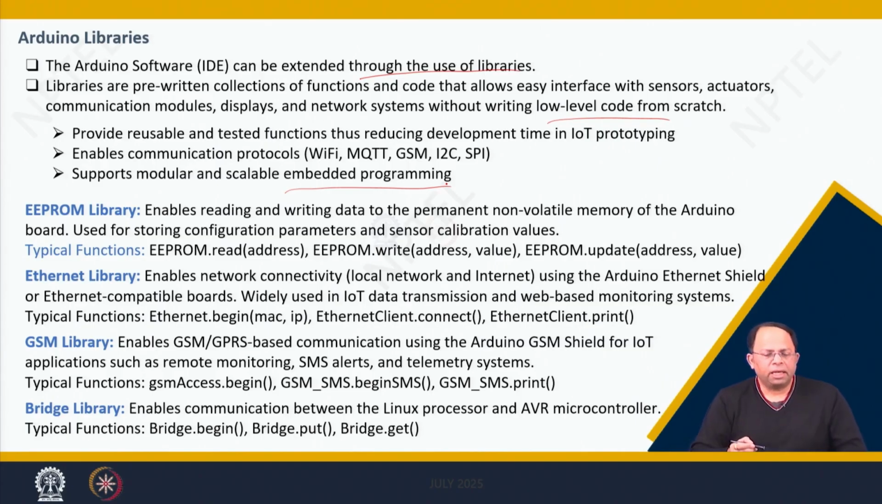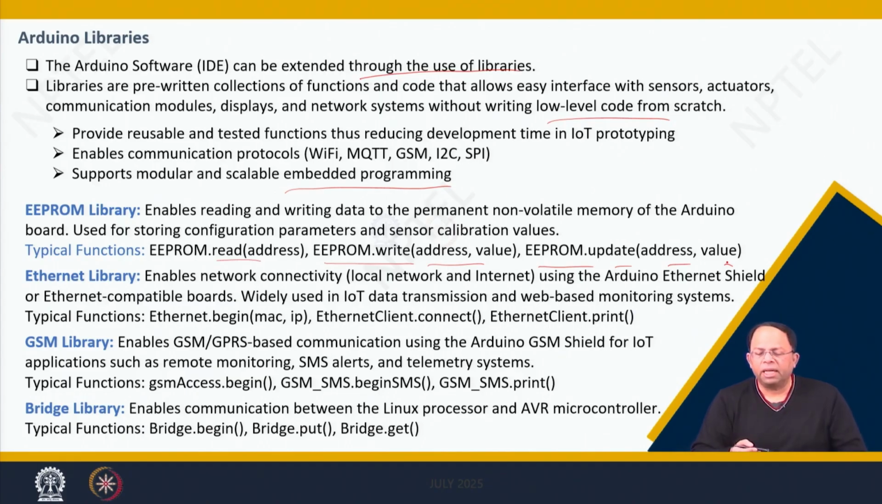So first we have the EEPROM library. This enables reading and writing data to the permanent non-volatile memory of the Arduino board, and this is used for storing configuration parameters and sensor calibration values and so on. Typical functions you will see are EEPROM.read, where the address is given, EEPROM.write, where address and value are given. That means where I want to store it and what value is given, and then EEPROM.update, where address and value are also given. Then there is the Ethernet library.